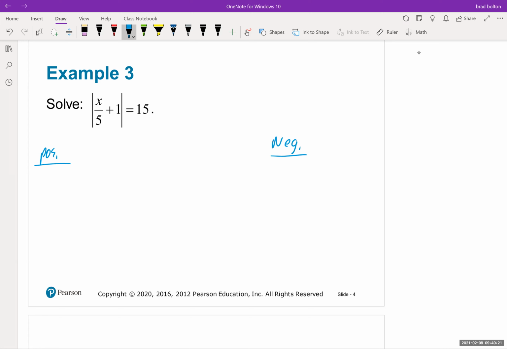Okay, so hopefully you guys are back. Let's do the positive version. The positive version, you just drop off the absolute values. And the negative version, you just change this side to -15.